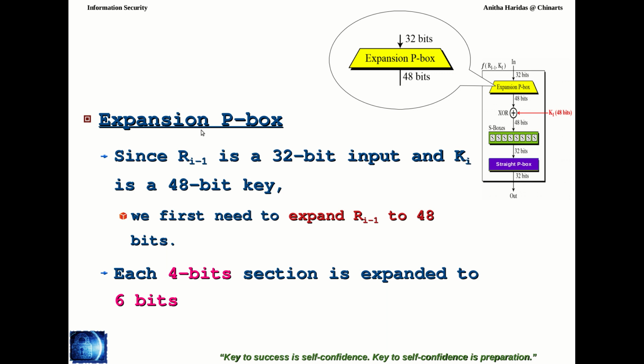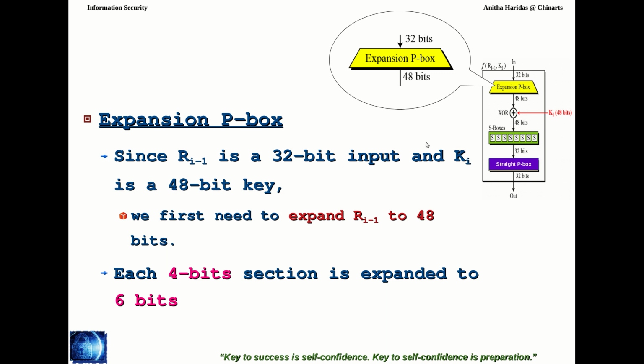So inside the DES function we have different components. Each component is explained in detail here. Let us take the first one. The first one is the expansion P box, and the expansion P box will take a 32 bits input and it is going to produce a 48 bits output.